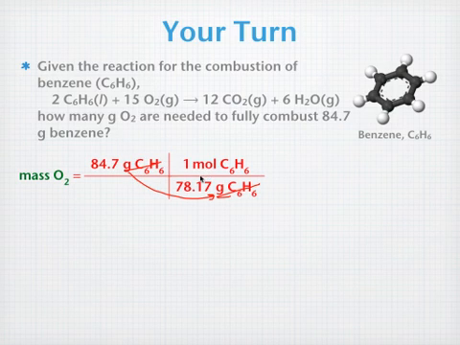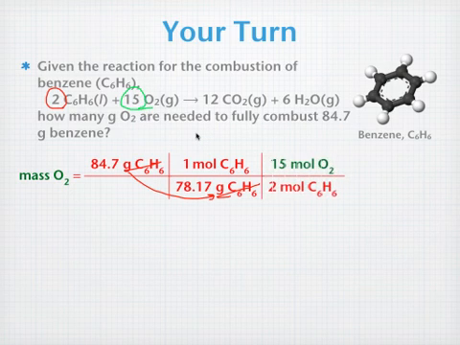Now we go to our balanced chemical equation. Benzene has a coefficient of 2. That's going to come down into the denominator. And the oxygen has a coefficient of 15. Yep, that's a pretty big one. That goes into the numerator. So we have 15 moles of oxygen over 2 moles of benzene. And let's go back and cancel out those moles of benzene. That leaves us with moles of oxygen.